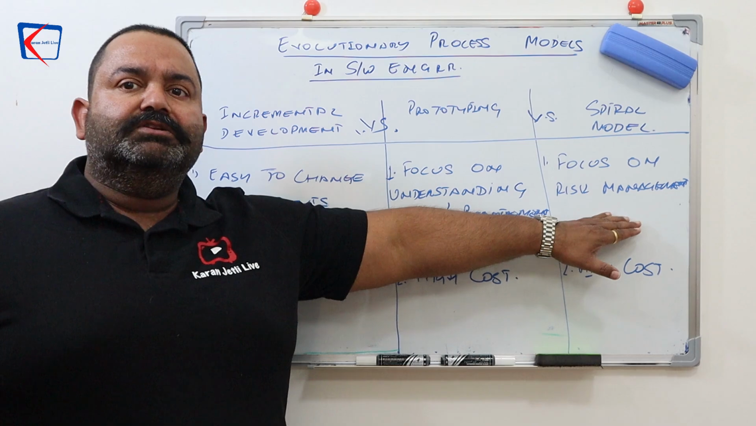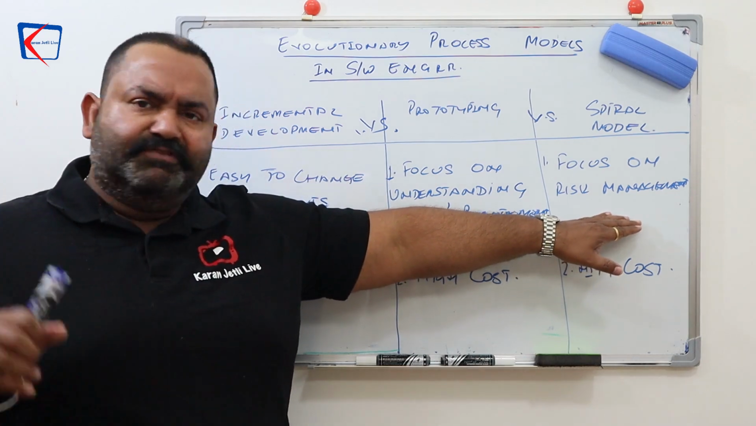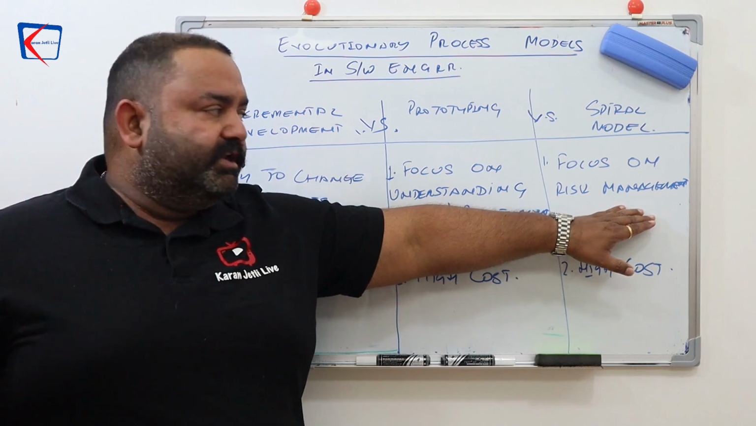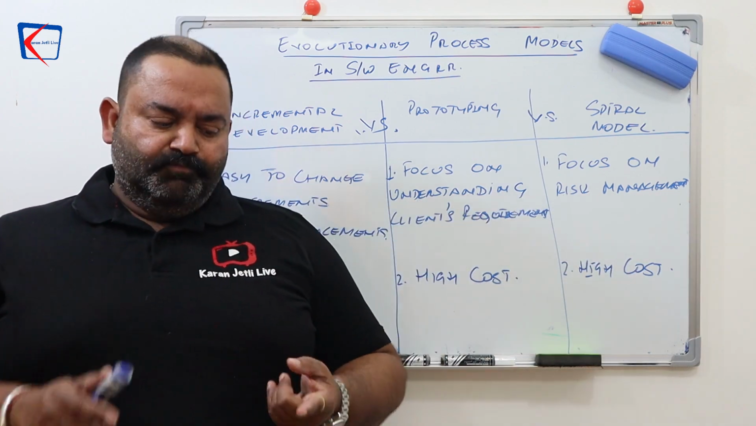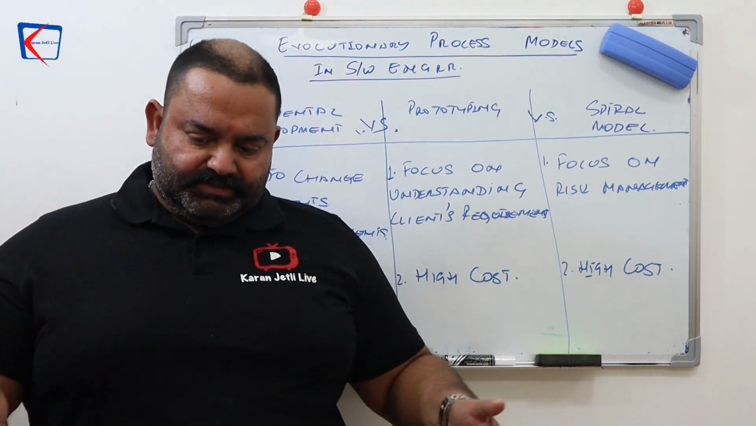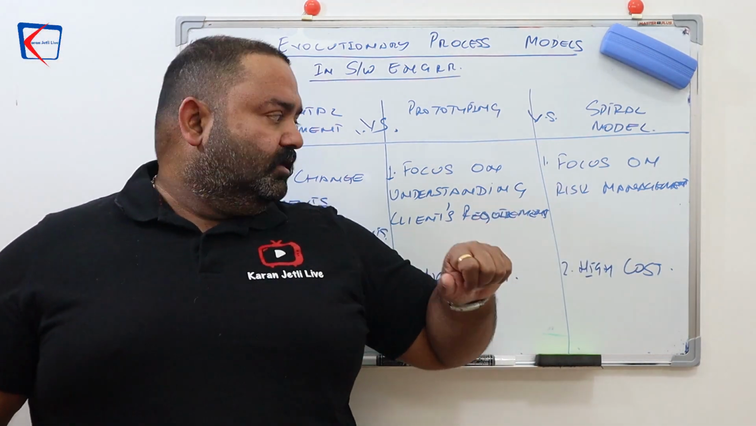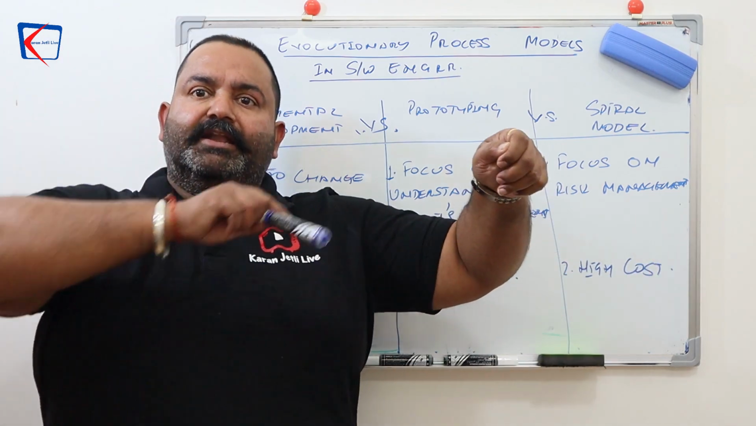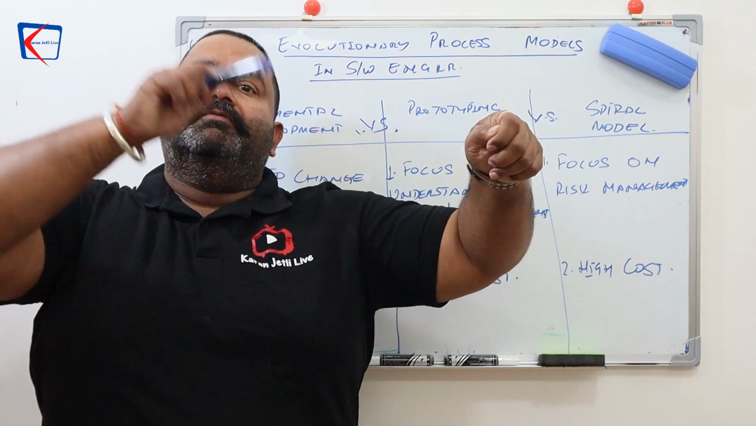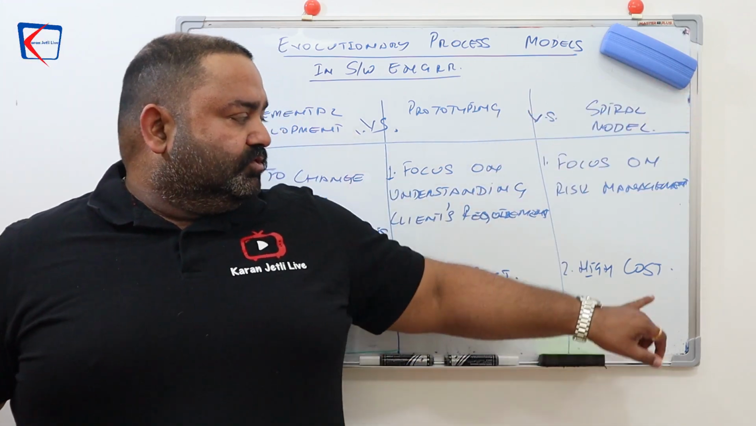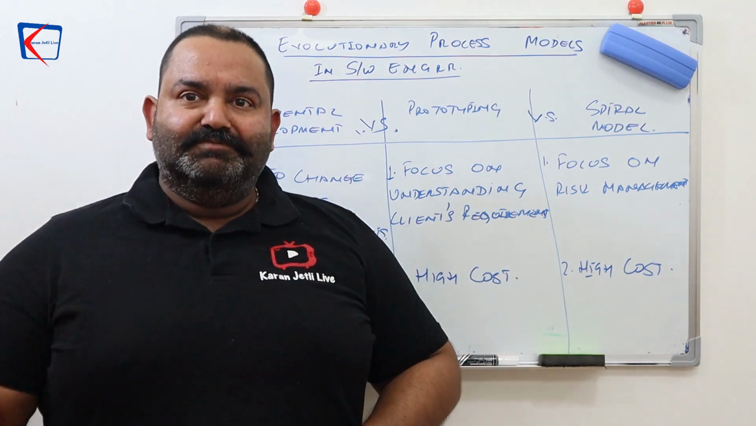And the third model, the spiral model, has the same stages, everything the same, but the additional thing we focus on is risk management. Here no other model focuses on risk other than the spiral model. And since the spiral model can keep repeating from the beginning until the retirement of the product, this model also costs more.